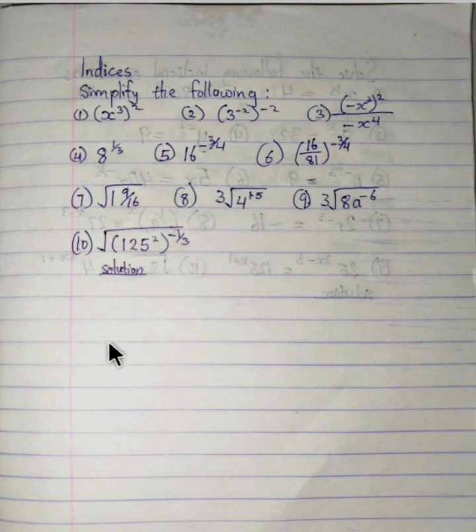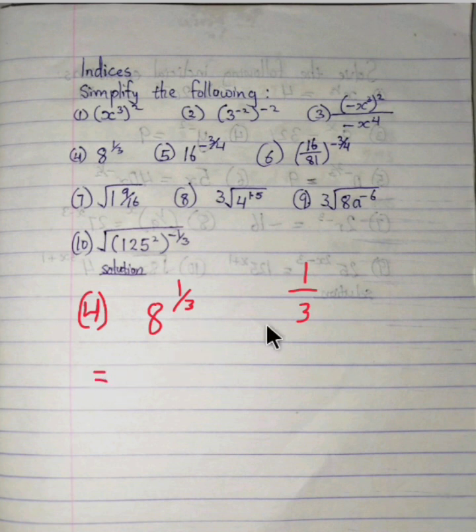In question 4, we are going to look at fractional indices. So we have x raised to power 1 over 3. 1 over 3 is a fraction, 1 is the numerator, 3 is the denominator. In order to transform this, we are going to consider both the numerator and the denominator. So we are going to have the root of the base. The number that is here is going to determine what the root is going to be. Since we have 3 here, we are going to have 3 root 8, that is the cube root of 8.